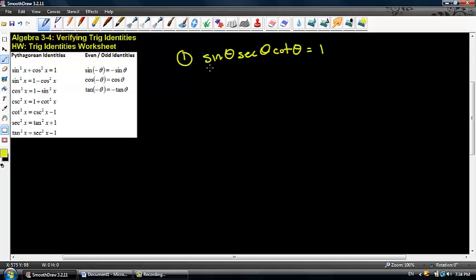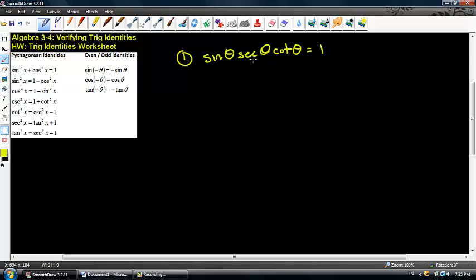Okay, so there are a couple of things you got to keep in mind. One, this side here, sine theta, secant theta, cotangent theta equals 1. This is true. It is going to work itself out, but you need to show some work to prove that this complicated side is equal to this simple side. Now, when you're working with trig identities, the one thing you have to remember is that you always have to work with the more complicated side, because the more complicated side gives you more things to work with.